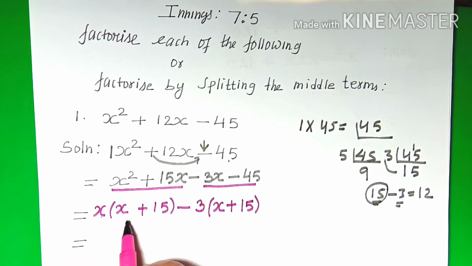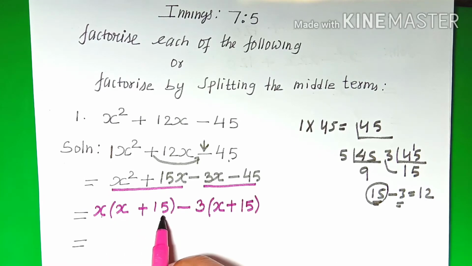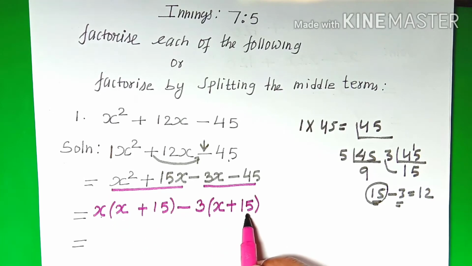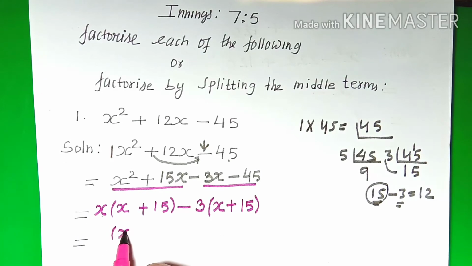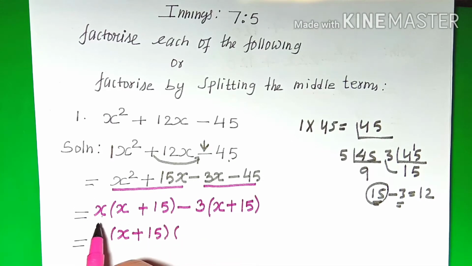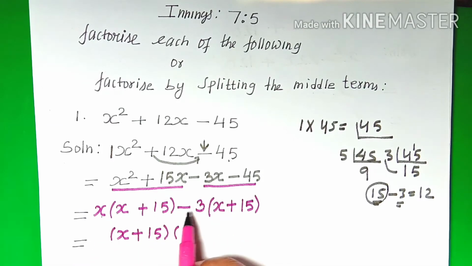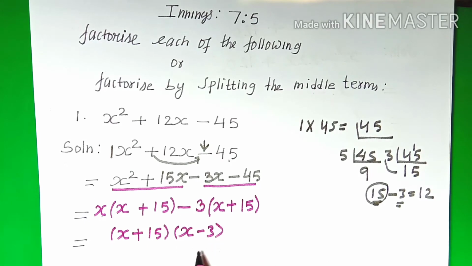Now we can see again here the factor x plus 15, here also x plus 15. Again you'll have to take one more step by taking the common factor x plus 15. After that you'll have to collect whatever we have taken common in our previous step, along with the sign, x followed by minus 3. So these are the 2 factors.